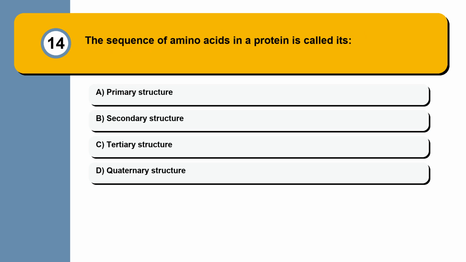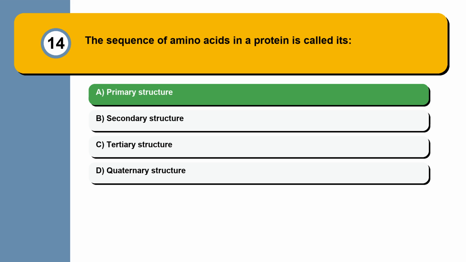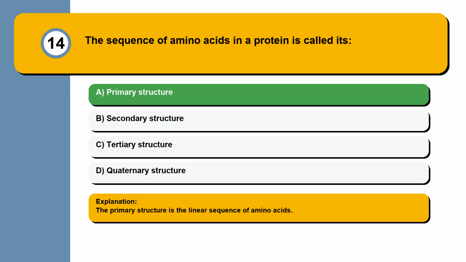Question 14. The sequence of amino acids in a protein is called its: primary structure, secondary structure, tertiary structure, quaternary structure. The primary structure is the linear sequence of amino acids.